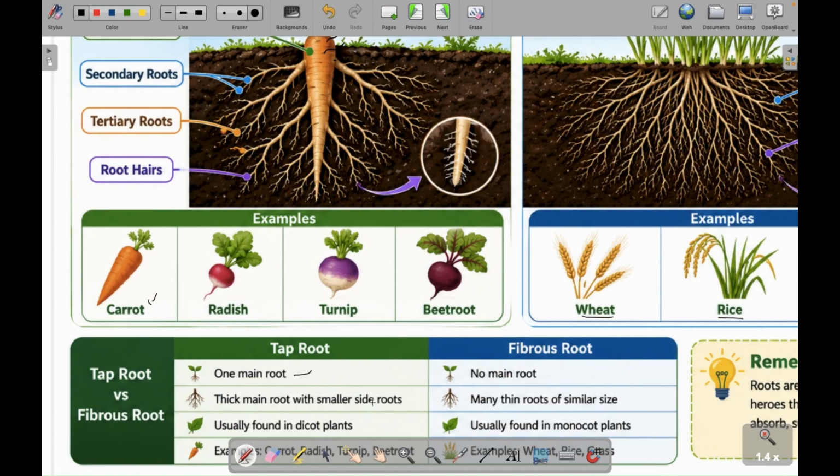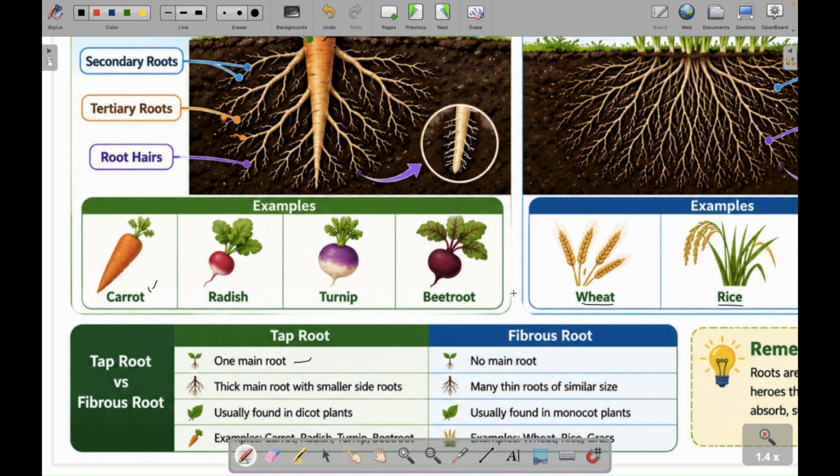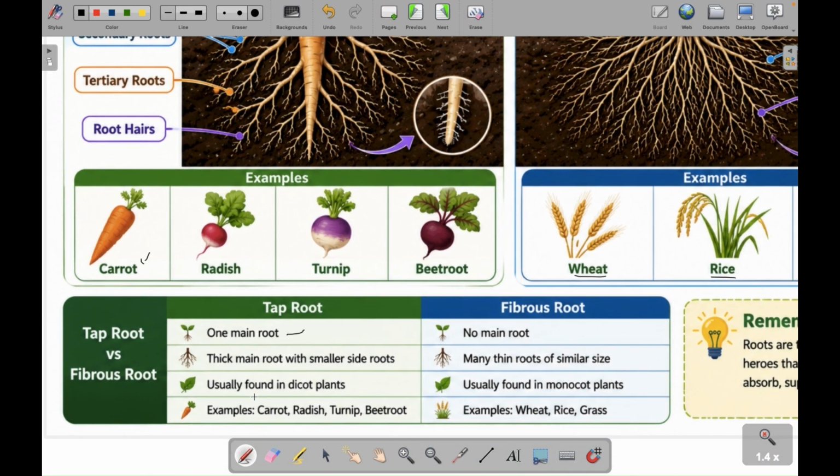Taproot has one thick main root with smaller side roots that we have studied, secondary, tertiary, right? Fibrous root has many thin roots of smaller size, right? So a lot of thin roots of smaller size, because there is no main root here. Taproot is usually found in dicot plants and fibrous root is usually found in monocot plants.